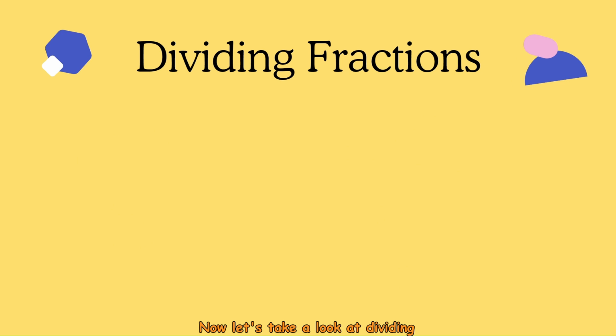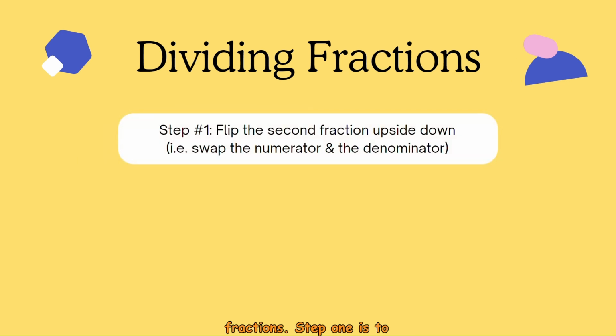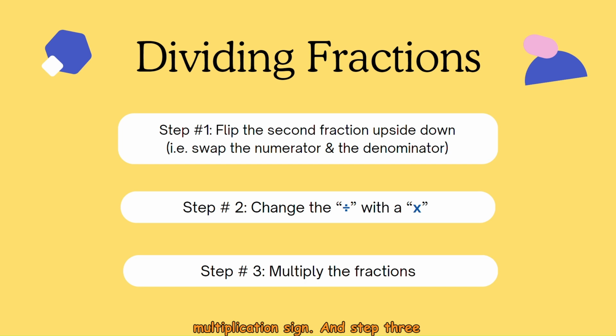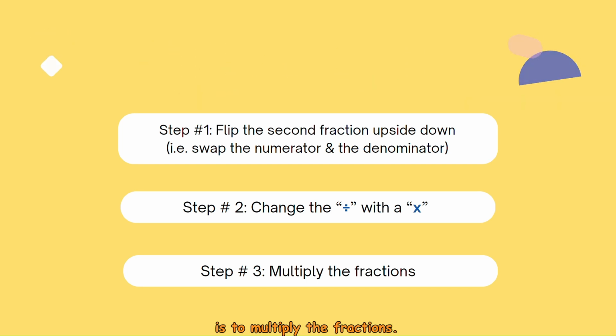Now let's take a look at dividing fractions. Step 1 is to flip the second fraction upside down, so to swap the numerator and the denominator. Step 2 is to change the division sign into a multiplication sign. And step 3 is to multiply the fractions.